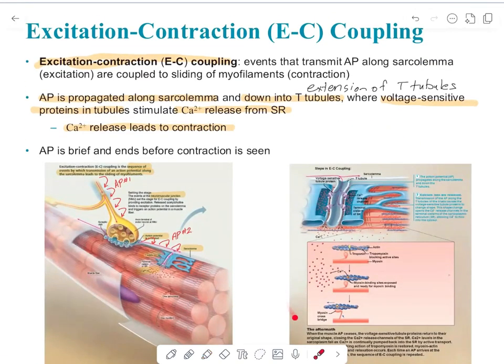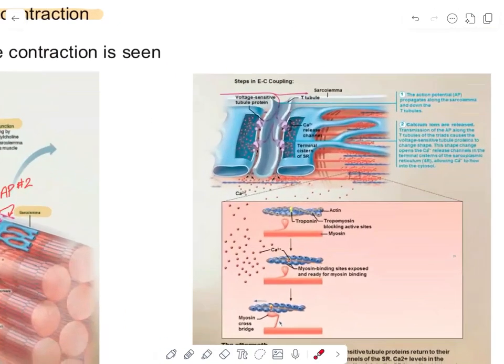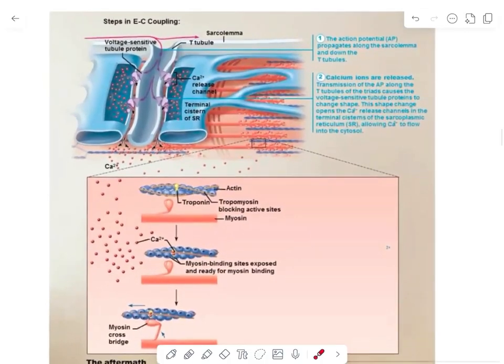This is going to show an enlargement of just this area right here. So we're going to zoom in again to see that, and we see the sarcolemma here. The sarcolemma is where this second action potential is now continuing down into the T tubules. Once the action potential gets there, voltage sensitive proteins are going to cause calcium to be released into the sarcoplasm. So calcium ions are released. Once they are released, they can then bind to troponin.